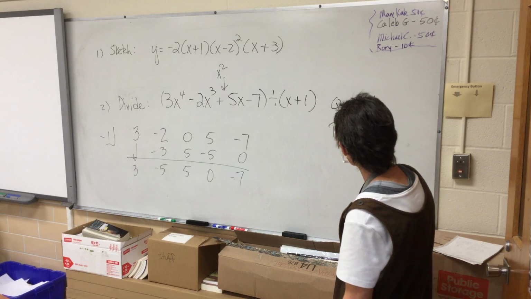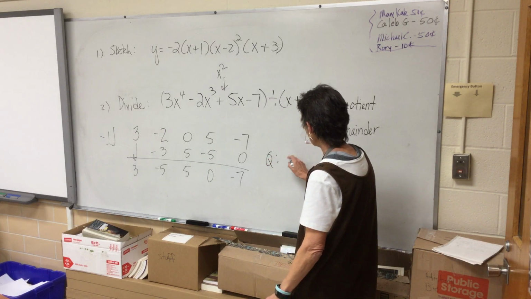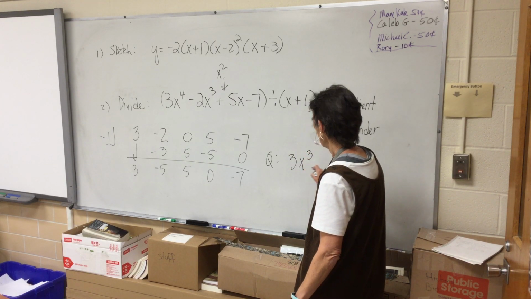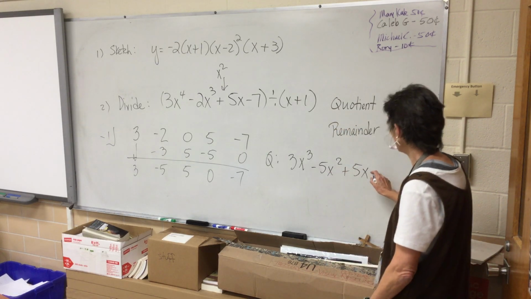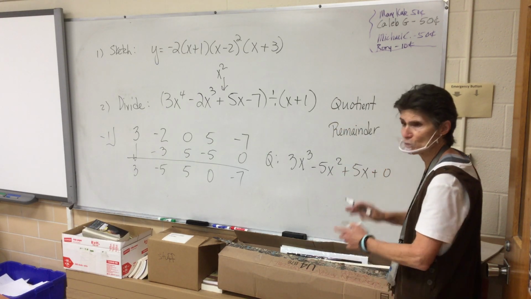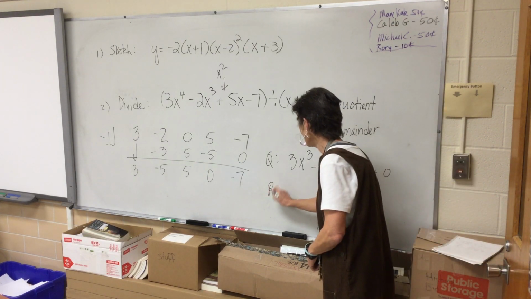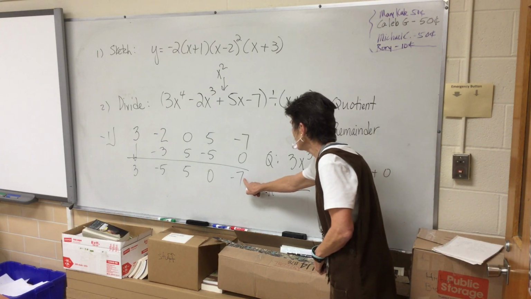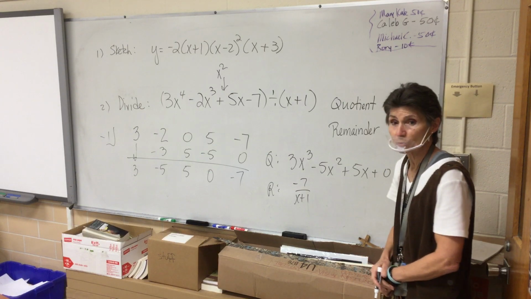That's what I got. So for the quotient, we have 3x to the 3rd minus 5x squared plus 5x. And then if you want to put plus 0, you can, but you don't need to. That's up to you. And then your remainder is, no, it's not 0. Your remainder is -7 over x plus 1.